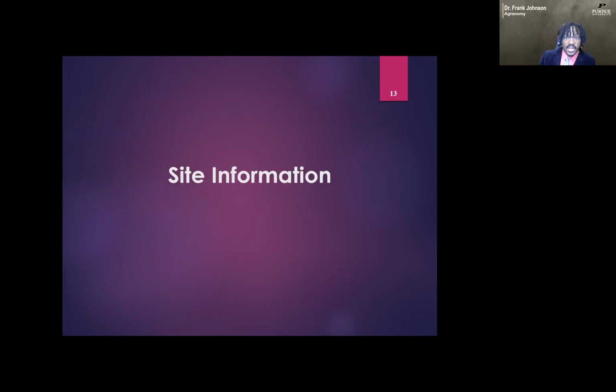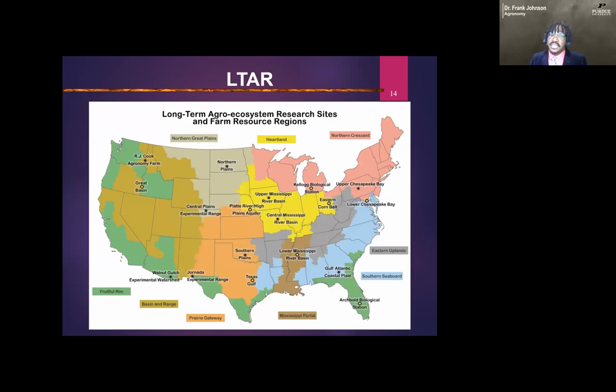So next, I'll discuss where we conducted our research and our site information. But first, I have to discuss LTAR, which stands for the Long-Term Agroecosystem Research. It is a network that consists of 60 colleges and universities, several federal agencies and state agencies, industry organizations and international organizations, all with the mission of enabling understanding and forecasting of regional landscape capacities to provide agricultural commodities and ecosystem services under changing conditions.